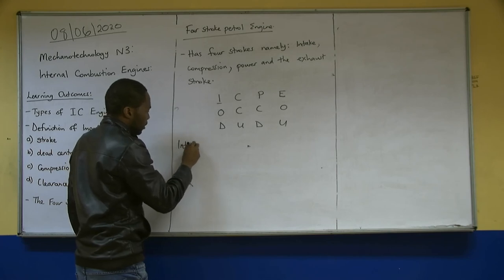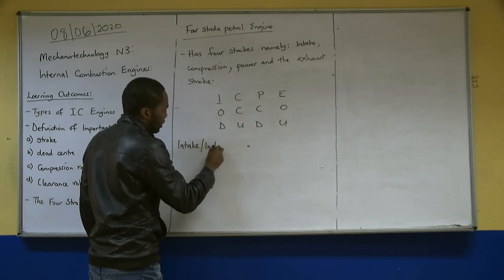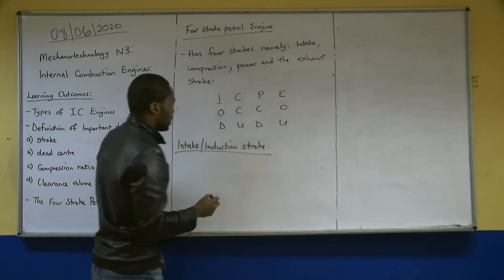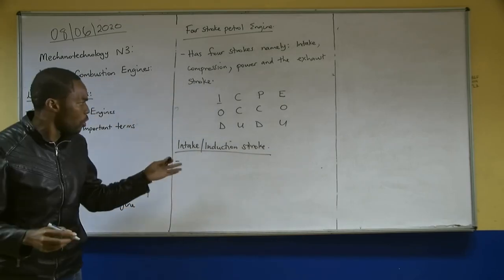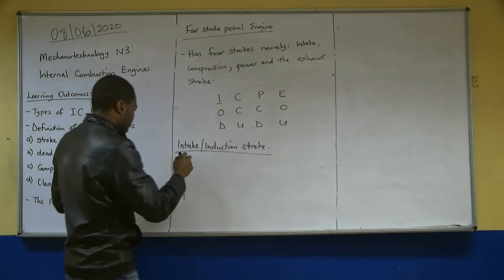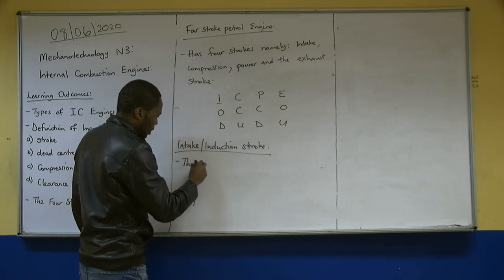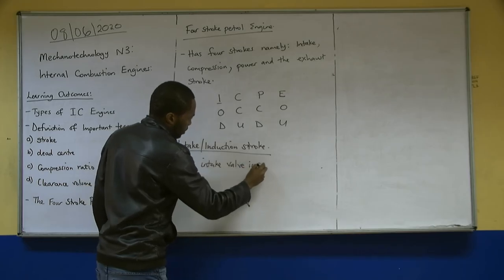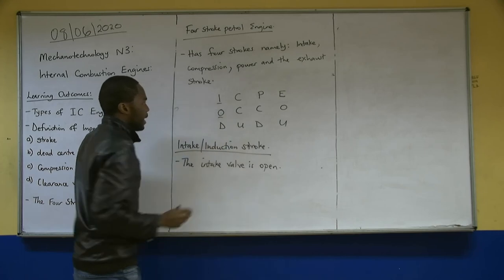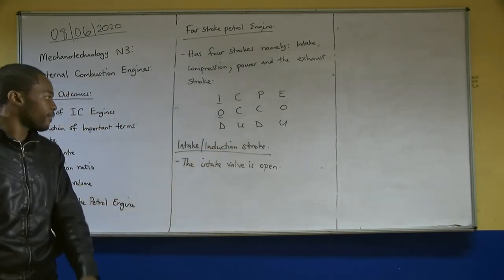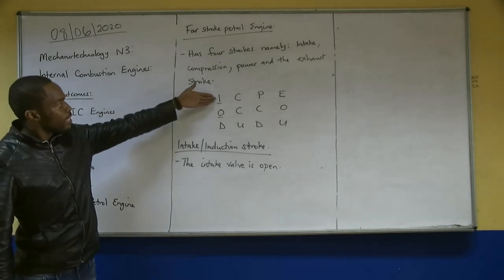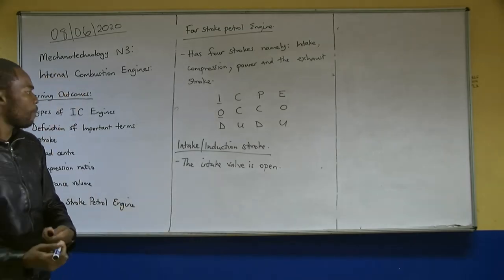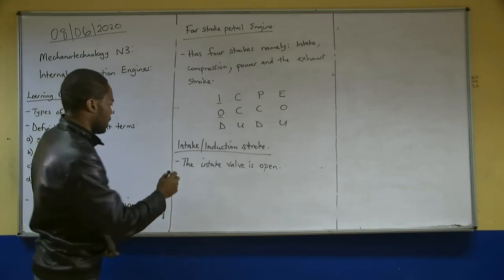The I stands for the intake, or we sometimes call it the induction stroke. Here, we are supposed to know what happens during the intake stroke. The intake valve is open. So the O here stands for the open intake valve. So our intake valve there is open.